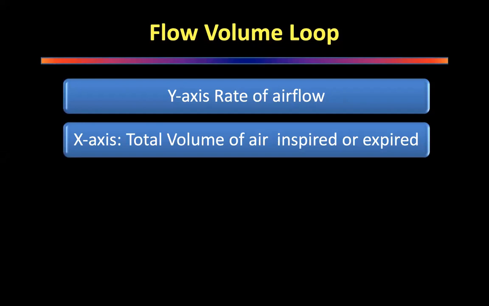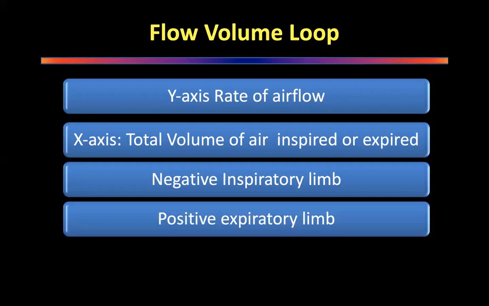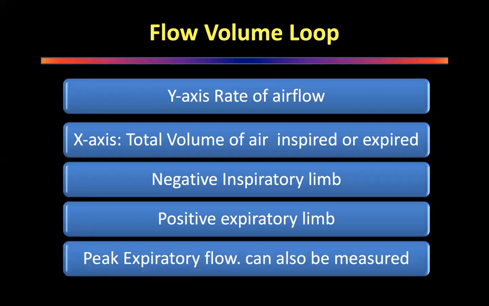That's why I told you to draw halfway through, because the area above is expiration and the area below the x-axis is inspiration. So the negative limb that you get is an inspiratory limb, and the positive limb above the x-axis is an expiratory limb. And peak expiratory flow can also be measured from the flow volume loop.